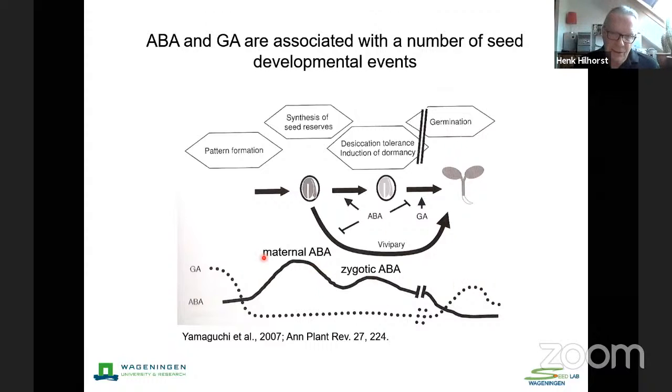And you can see that these hormone levels are related to the synthesis of seed reserves, desiccation tolerance, induction of dormancy, and germination. So germination is growth and is related to gibberellins, because here you have more gibberellins than ABA. But here, these processes are related to high levels of ABA. So there is a good chance that ABA is regulating these processes. Also, and I come back to that, a phenomenon called viviparity, when seeds germinate before they are mature.